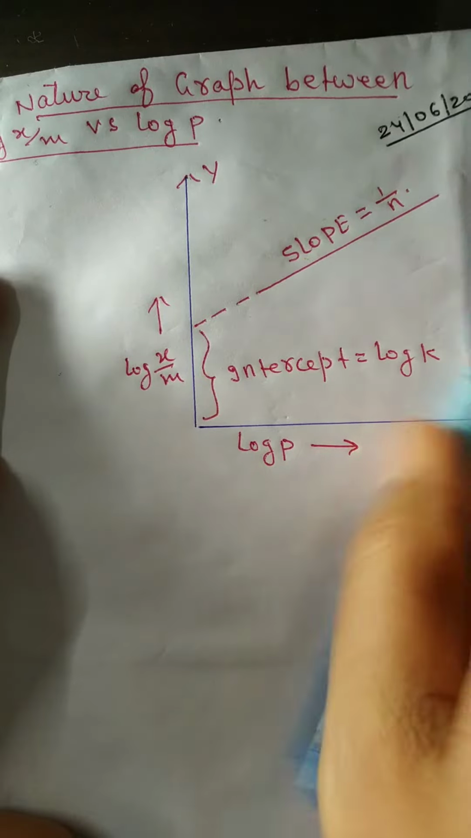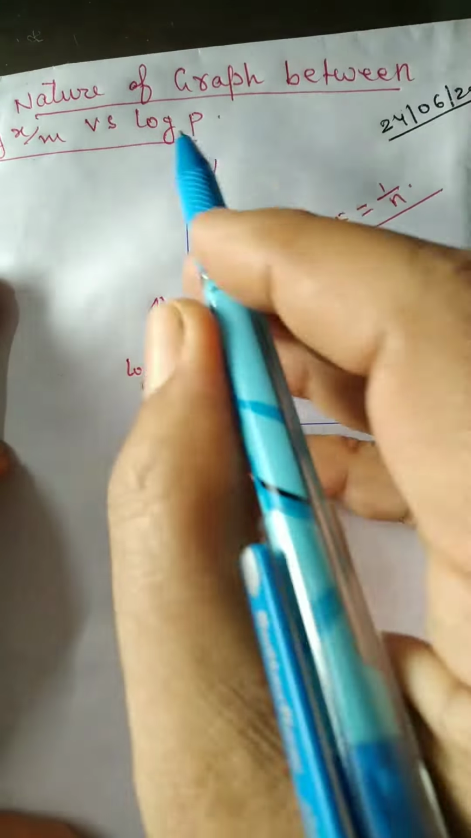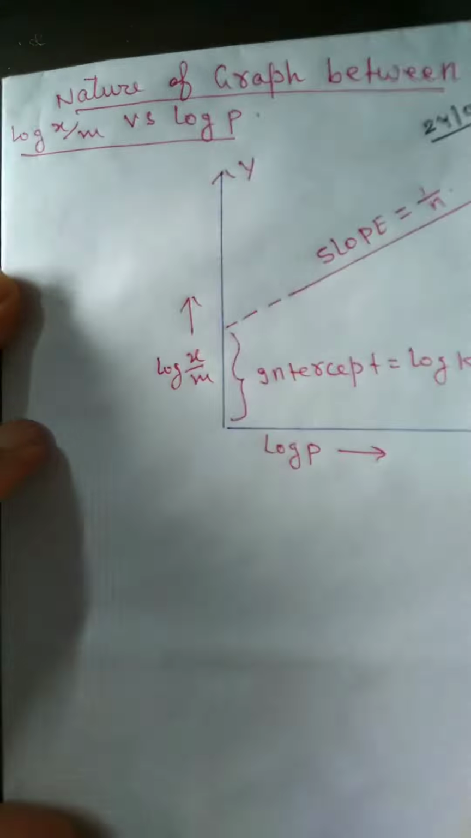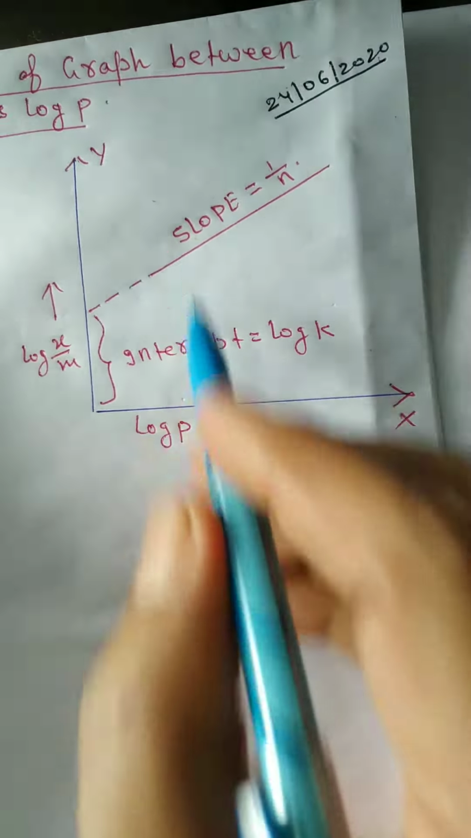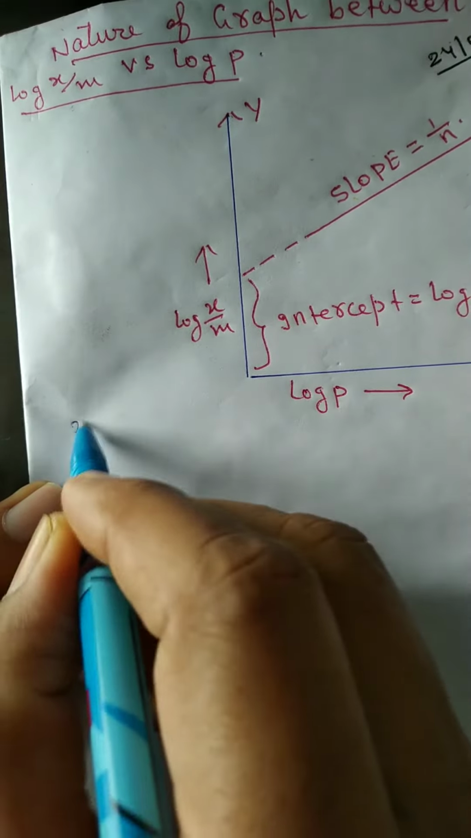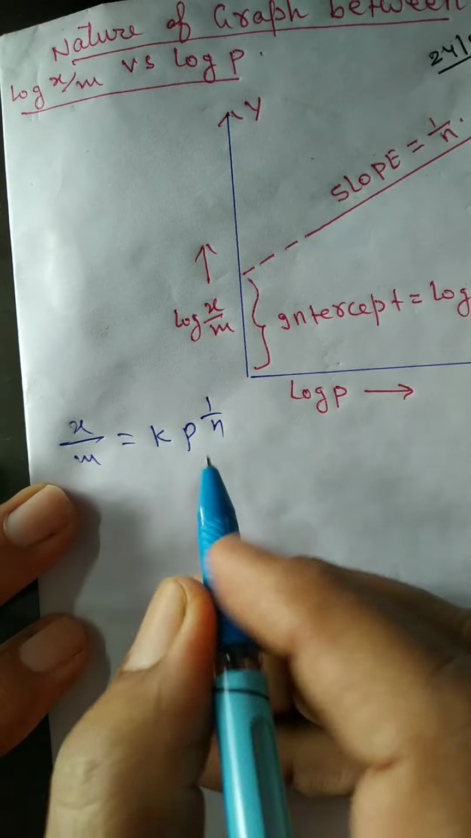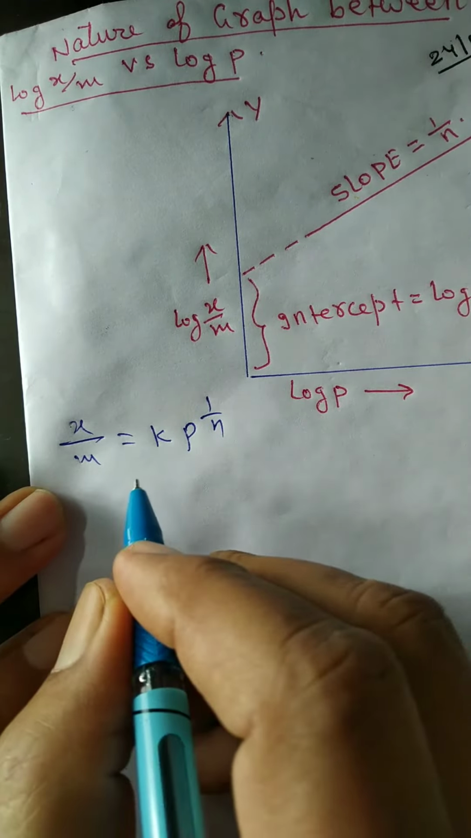Dear students, today we will see the nature of graph between log x by m and log p. So this is the nature of graph. So from here it comes. For this we will see, as we know, x by m is equal to k p power 1 by n. We have seen a video just before it.